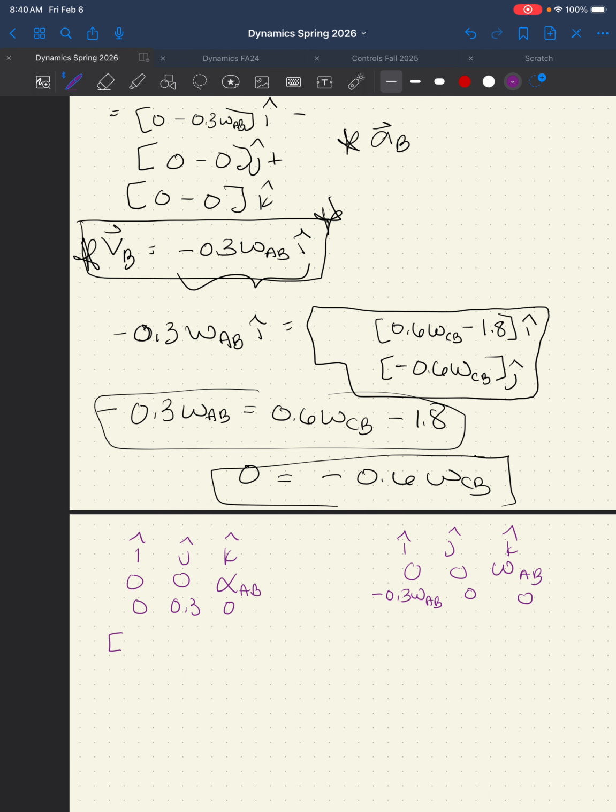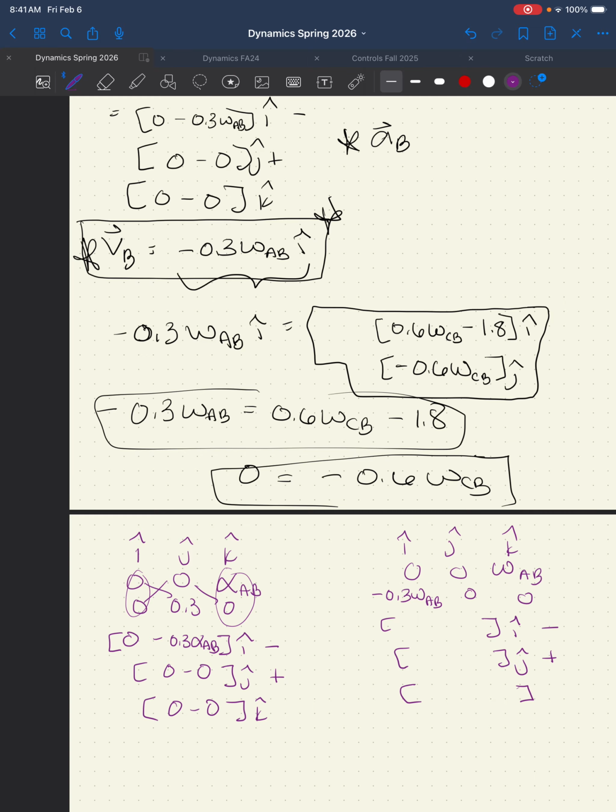Okay, so I'll have I hat, minus J hat, plus K hat. Right, forward is 0 minus 0.3 alpha AB. This one and this one will give me 0 minus 0, and 0 minus 0 again. Okay, so that's pretty simple. So minus 0.3 alpha AB I hat. And then over here, 0 minus 0.